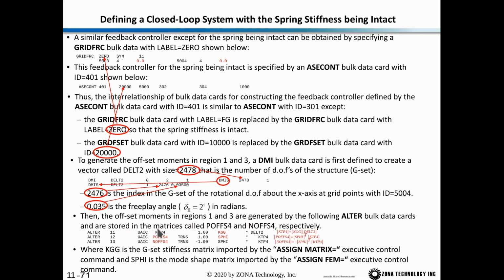So the offset moments in regions 1 and 3 are generated by the following alter cards, which are stored in the runtime database matrices P offset 4 and N offset 4, as shown here. KGG is the G-set stiffness matrix, which was imported by the assign matrix executive control command, and SV is the mode shape matrix, which was imported by the assign FEM executive control command.